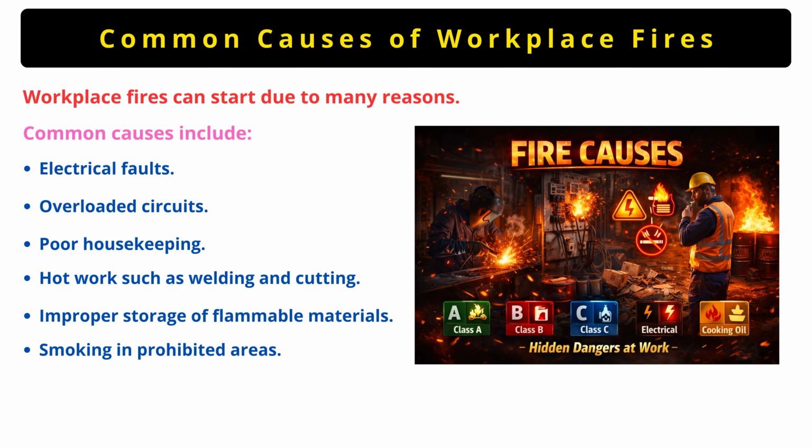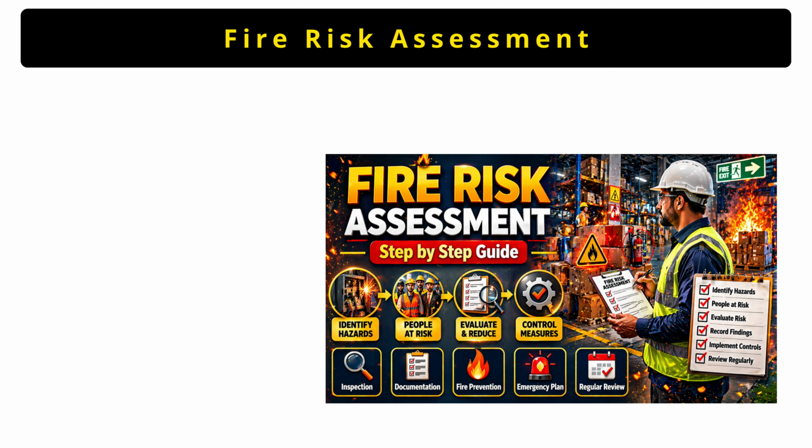Let's understand with an example. If an electrical panel is not maintained properly, wiring is loose and cardboard boxes are stored nearby, then a short circuit can easily start a fire. That is why understanding causes is very important. It is the first step of prevention. Now let's talk about the fire risk assessment.